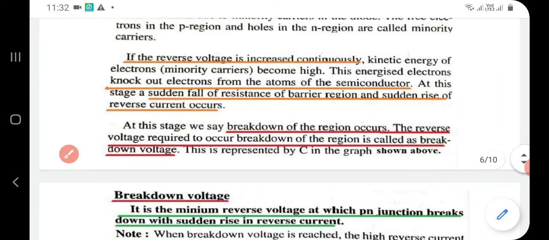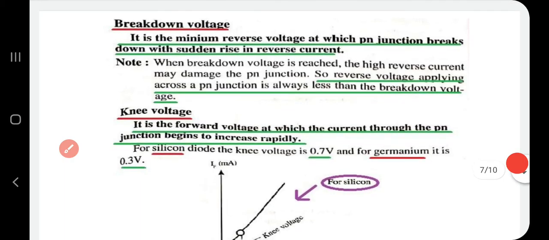Okay, now these are the definitions. Breakdown voltage is the minimum reverse voltage at which the PN junction breaks down with a sudden rise in reverse current. So, in order to prevent the breakdown of the junction, what should we do? The reverse voltage that we are applying must always be less than the breakdown voltage.